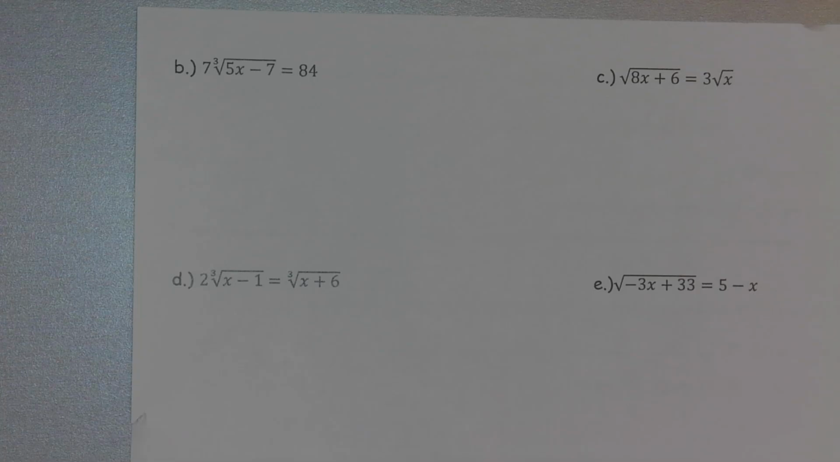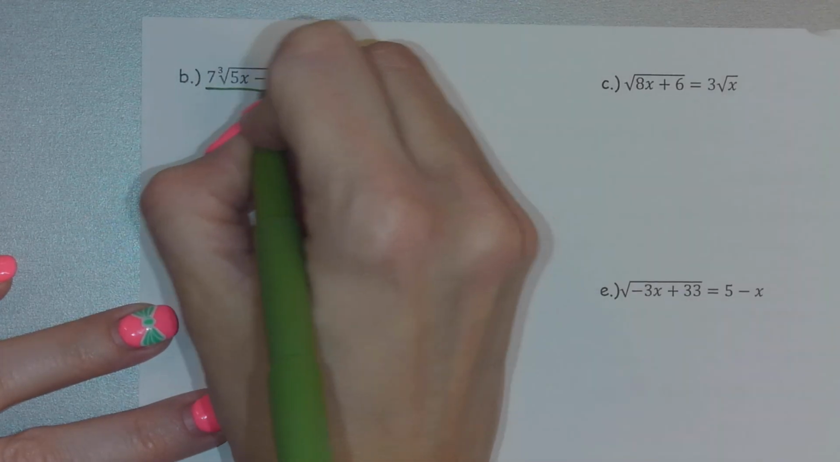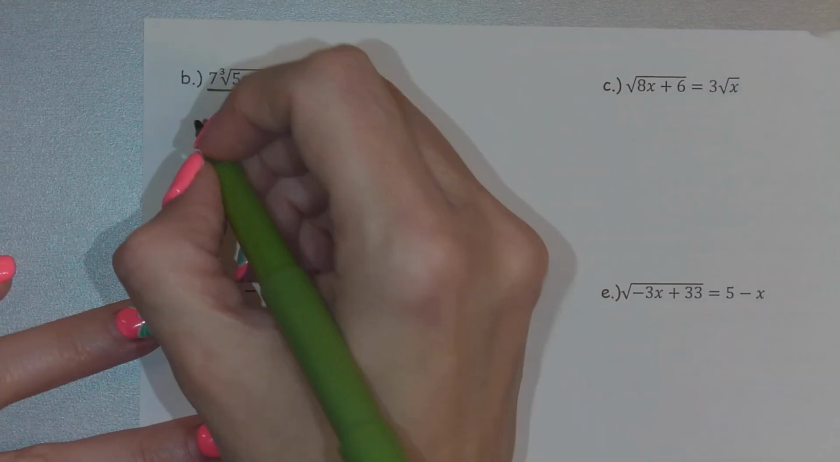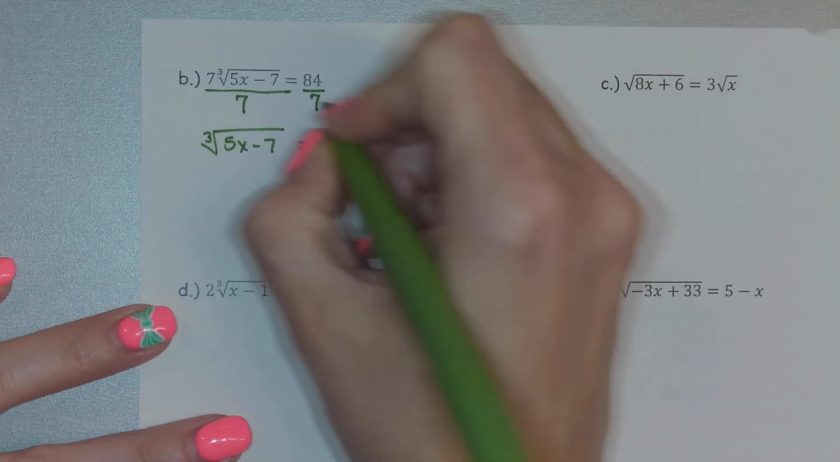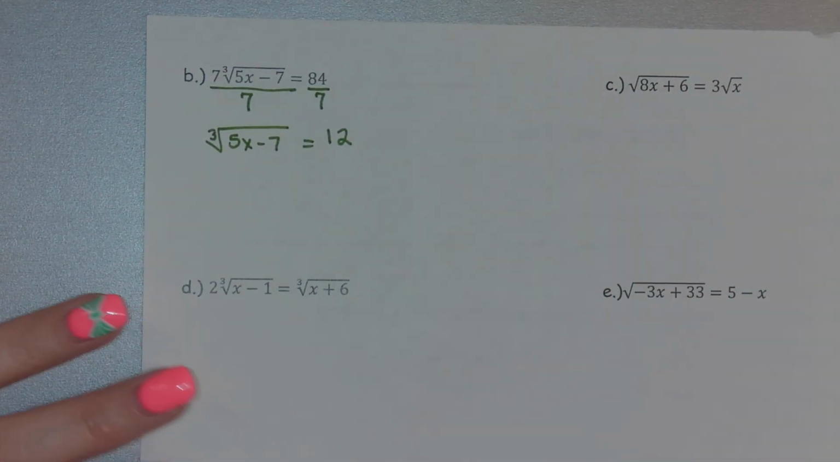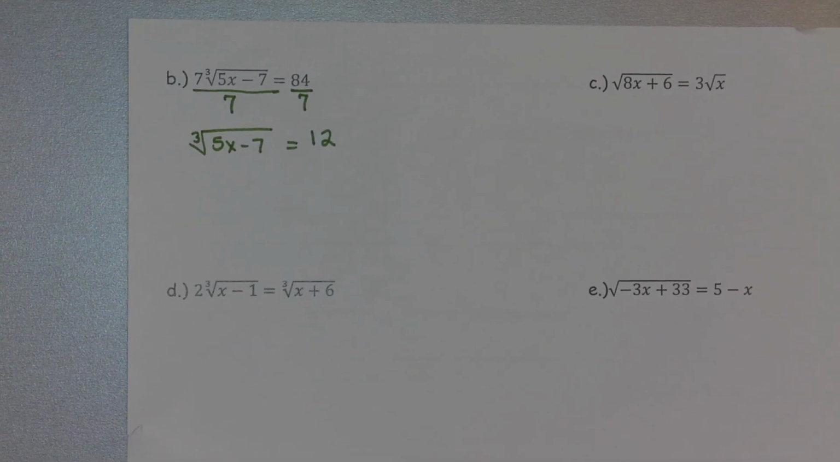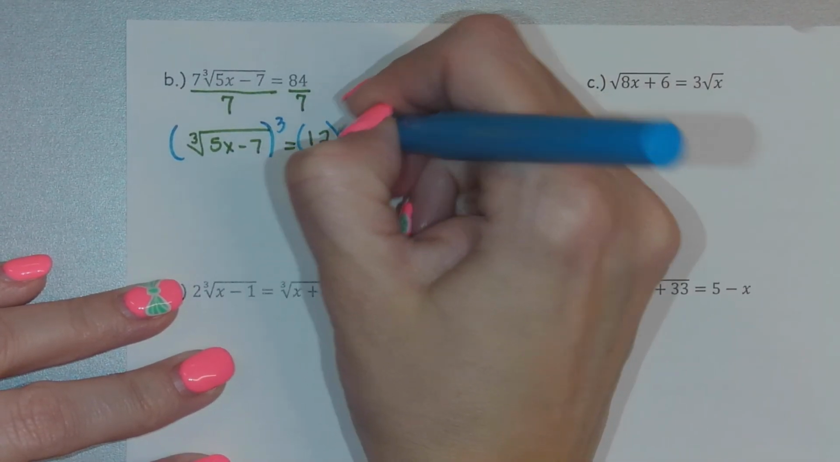Okay, so Hudson, what did you move over first here? I divided by 7. Great. Okay, so the 7 is multiplied on the outside, so we're going to divide both sides by 7. So then we get the cube root of 5x minus 7 is equal to 12. Okay, now this time it's a cube root. Okay, so if it's a cube root, we are going to raise each side to the power of 3.